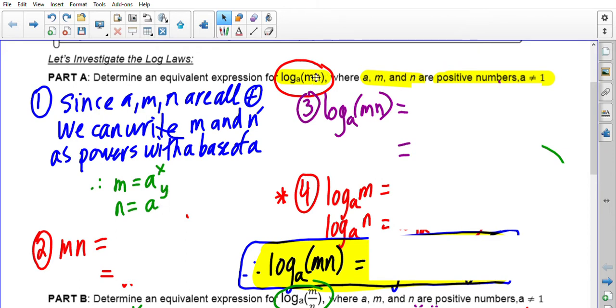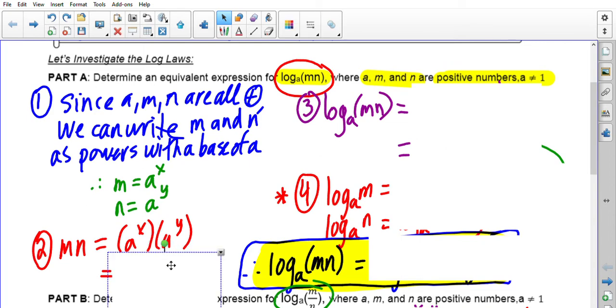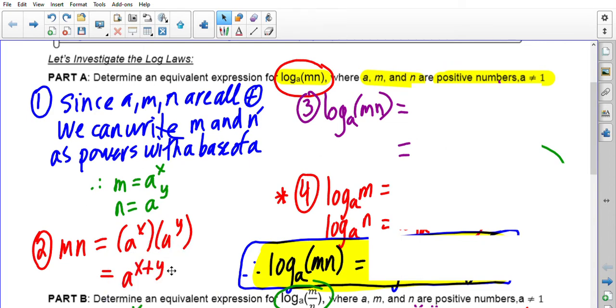All right. So they want us to focus on an argument that has mn in it. So let's first figure out m times n. That would be a to the x times a to the y. Based on exponent rules, we would add the exponents here because two powers with the same base are being multiplied. So that would be a to the x plus y.